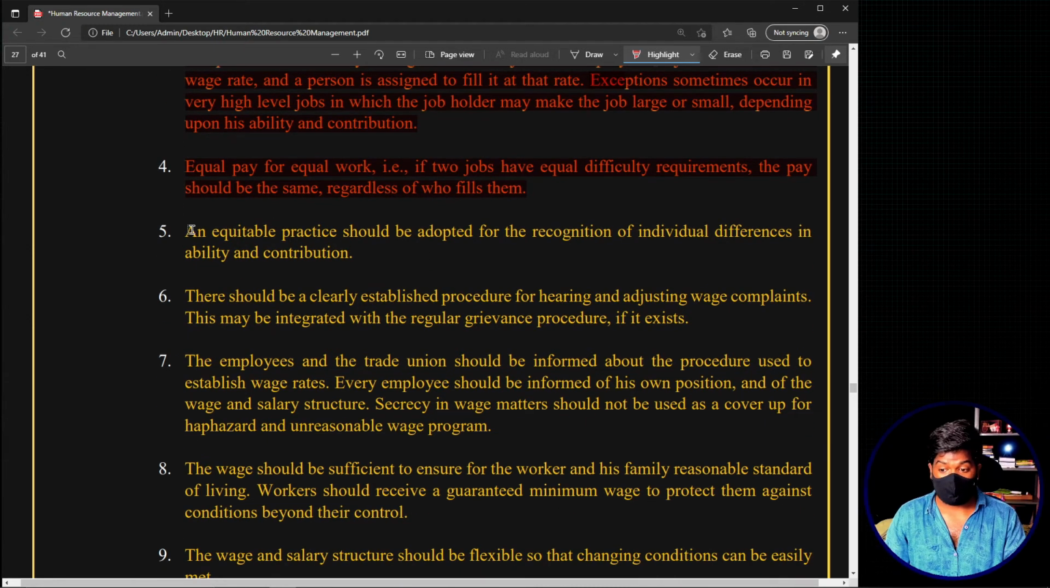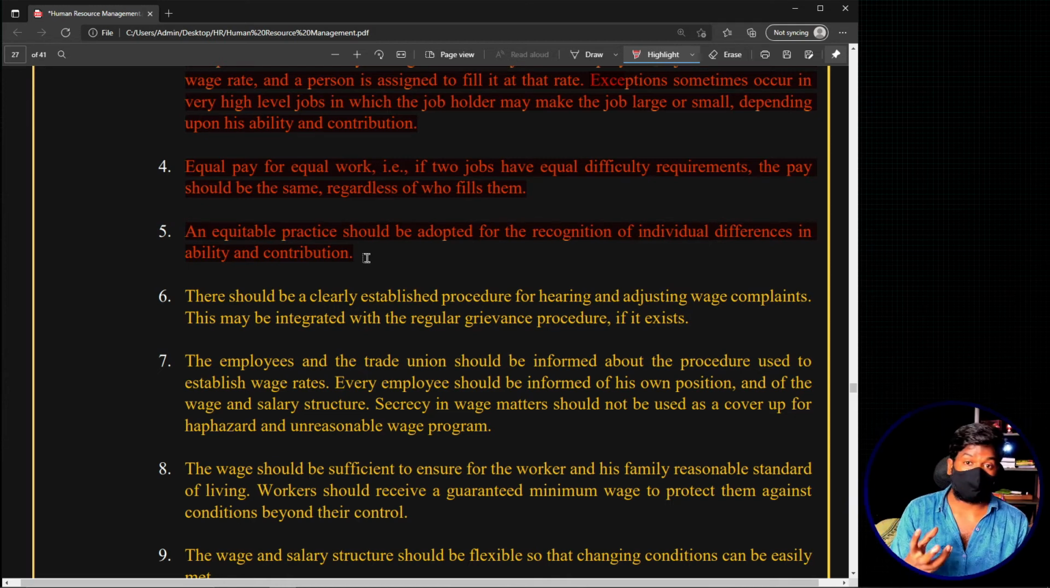The next principle is that an equitable practice should be adopted for the recognition of individual differences in ability and contribution. That means, if an individual is contributing more to a particular job when compared to another individual, then the compensation must be flexible. For example, if we are both sales people and I am selling more units when compared to you, then the difference between our contributions must also have an impact on the compensation. I must be paid in accordance with the extra contribution I'm putting into the job when compared to you. This is also a principle that should be followed while preparing the compensation plan or while fixing wages.